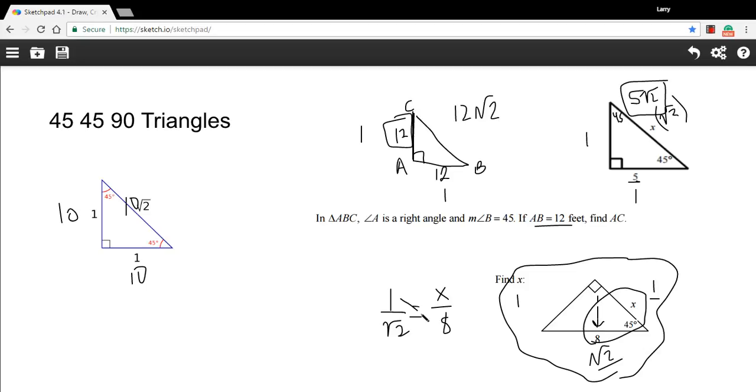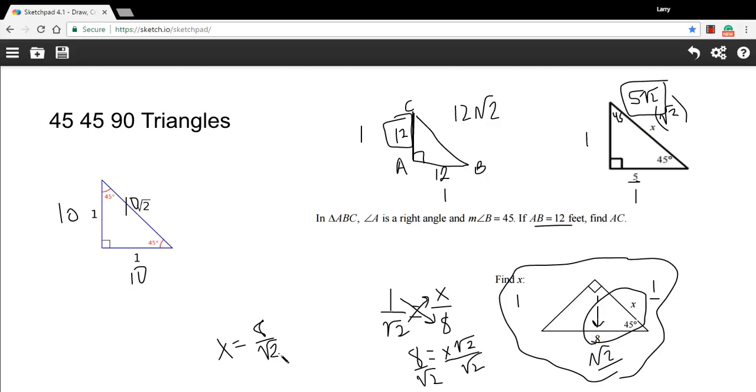The next step is to cross multiply. So we would get 1 times 8 is 8, and square root of 2 times x. So that's x times the square root of 2. Then to solve for x, we're going to need to divide by the square root of 2. So we get an answer, let me put it over here so I have more room, of x equals 8 over the square root of 2.